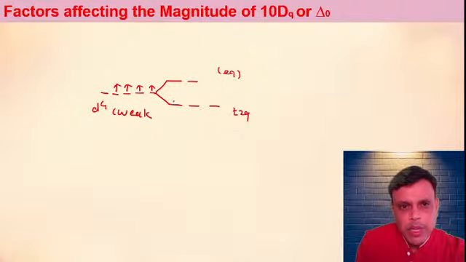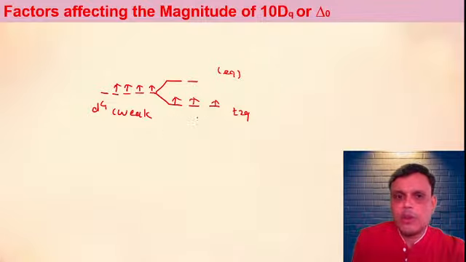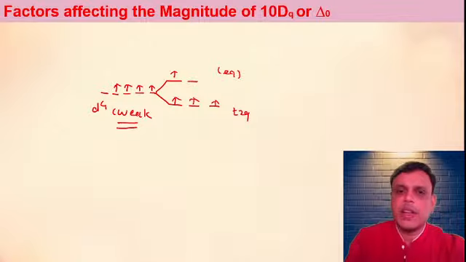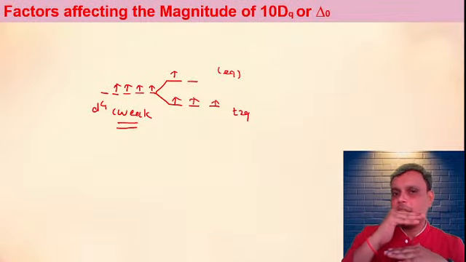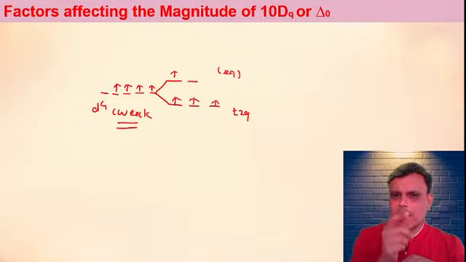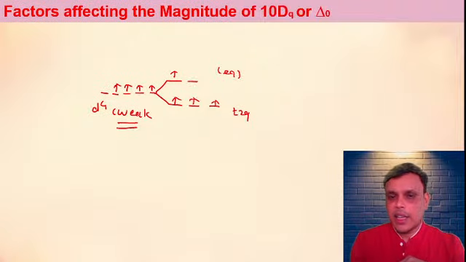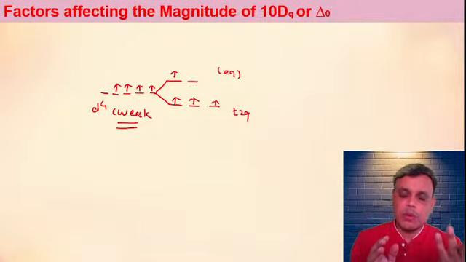So according to the rule, what happens? The first 3 electrons will go in the t2g orbital because t2g is lower in energy, and the 4th electron will go in the eg orbital because the complex is weak field. Weak field complex means the gap between t2g and eg orbitals is less. So to go to the eg orbital, electrons require less energy than the pairing energy. To pair the electrons in the t2g orbital, it will require higher energy. So the electron will prefer to go into the eg orbital.